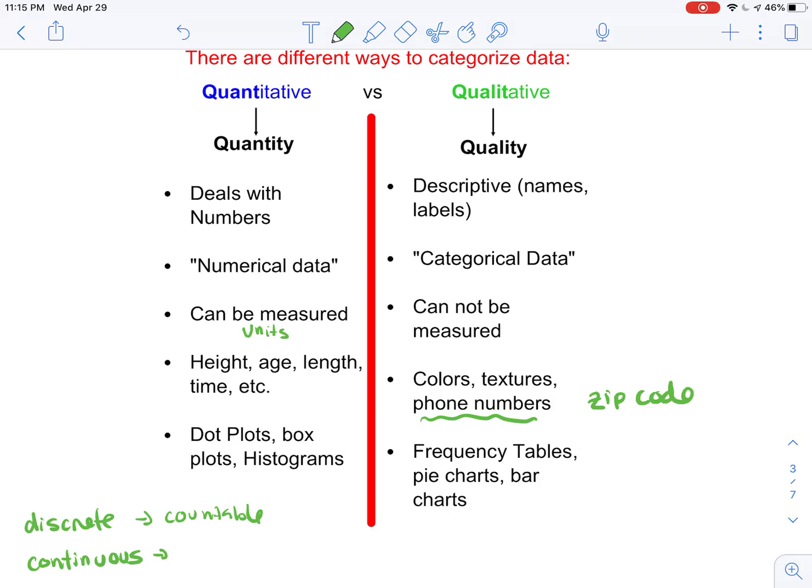Another one of those tricky situations would be something like your zip code, right? Your zip code is not counted, although areas nearby may have similar zip codes.